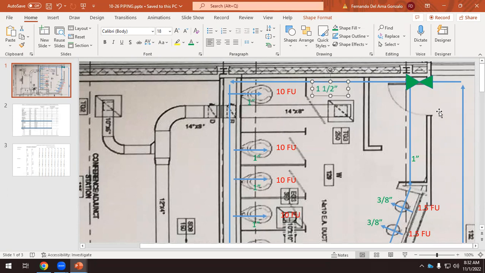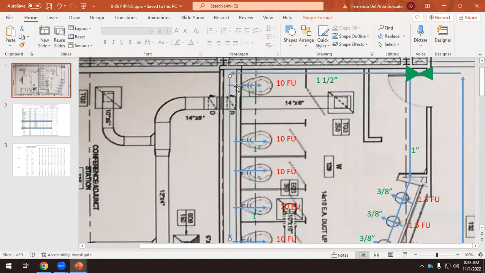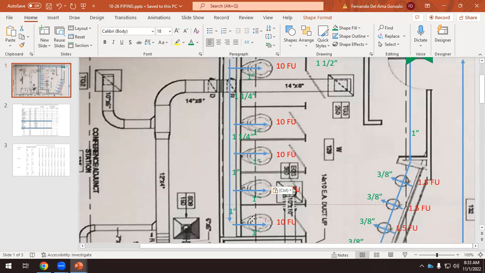Then we have to check this. We are making those decisions, and then we have to check at the end if the decisions that we have made are good or not. But let's do this. Okay, so we have 1 1/2, and then we have this branch. Probably after this we have 1 1/4, then after that 1 1/4, and then after that 1 inch, and then after that, 1 inch.